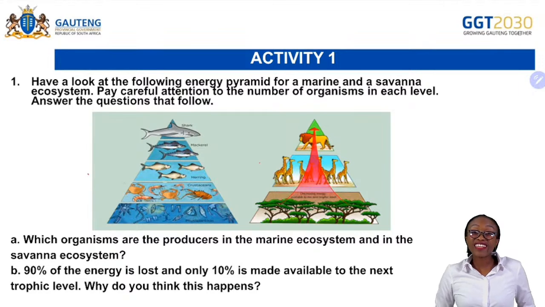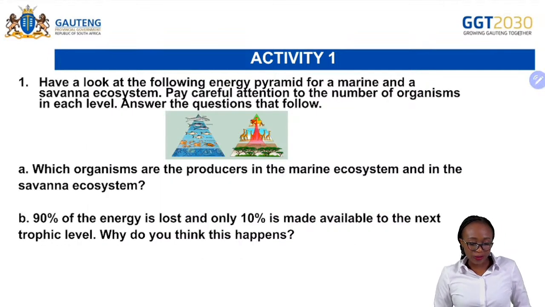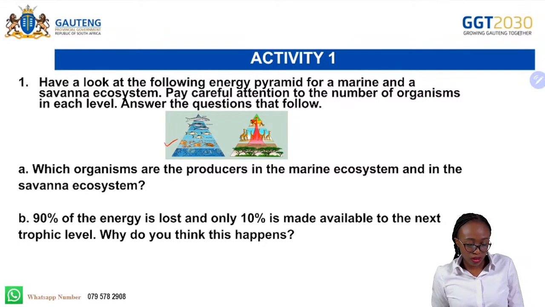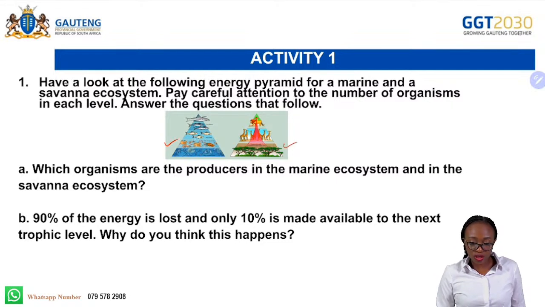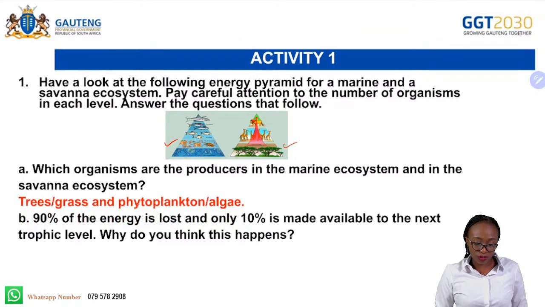Welcome back, grade 8. Now let's answer the questions together. We had to study the energy pyramid for a marine and a savanna ecosystem. The one for the marine was this one, and the one for the savanna was this one. So pay careful attention to the number of organisms in each level and answer the questions that follow. Which organisms are the producers in the marine ecosystem and in the savanna ecosystem?